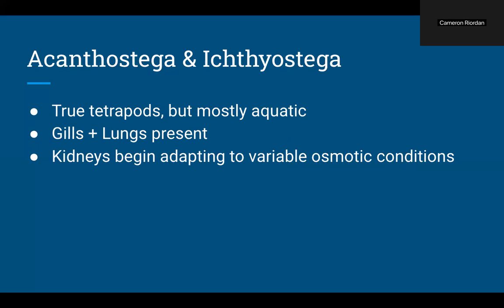Next, we'll look at the Acanthostega and Ichthyostega, and these were early tetrapods. These animals already had fully formed limbs, but were still fully aquatic. They had internal gills, but they also had primitive lungs, so they could breathe air too. Like a lot of amphibians, they also were able to do cutaneous respiration.